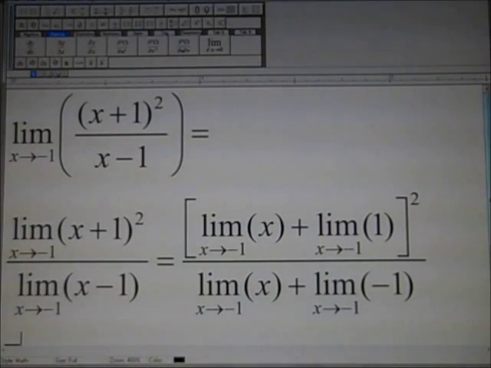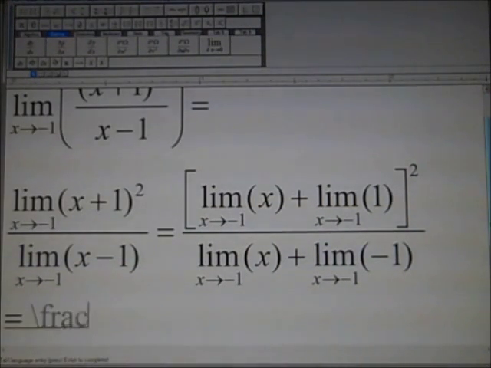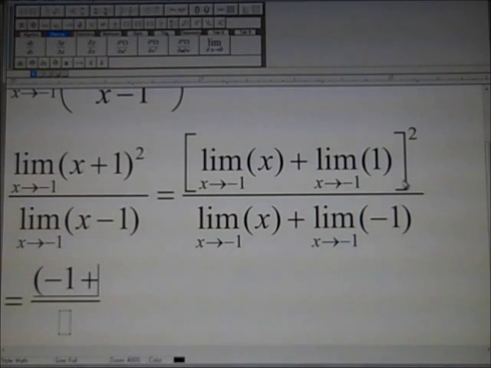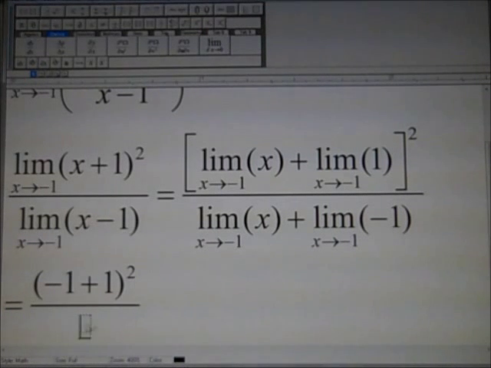Okay, now let's see what we get. I'm still going to have my quotient. So on the top, I have the limit as x approaches -1 of x, that's going to be -1. The limit as x approaches -1 of 1. 1 is a constant, so it doesn't matter what x is approaching. I'll still have 1. And then that's squared. And then on the bottom, I'll have the limit as x approaches -1 of x, that's -1. And then the limit as x approaches -1 of -1, well, -1 is constant, so I get -1.